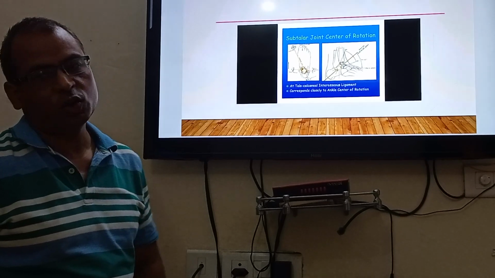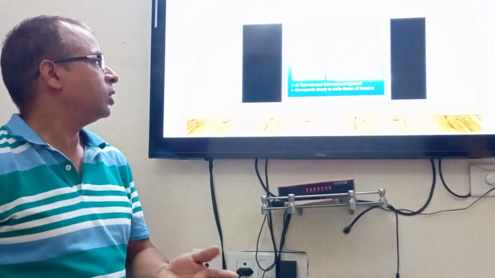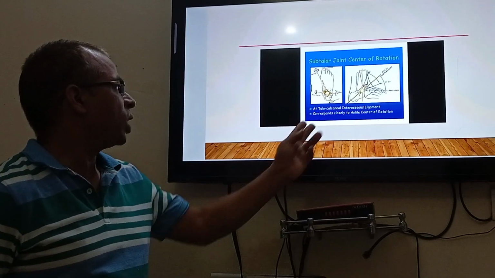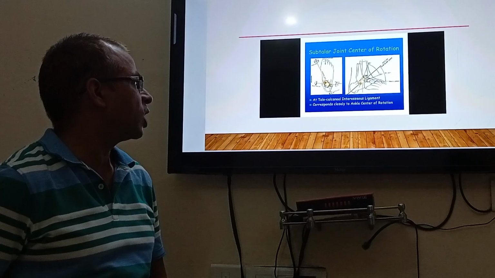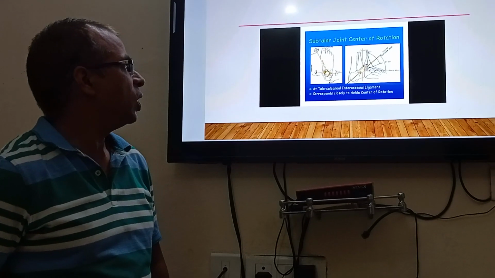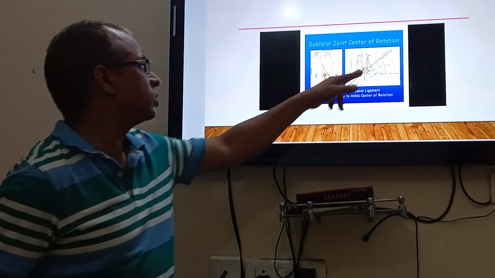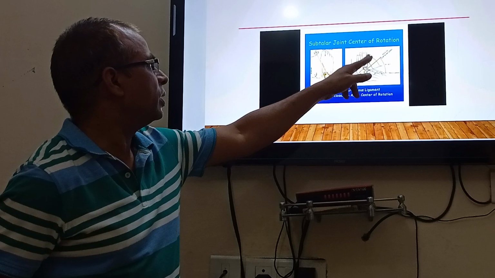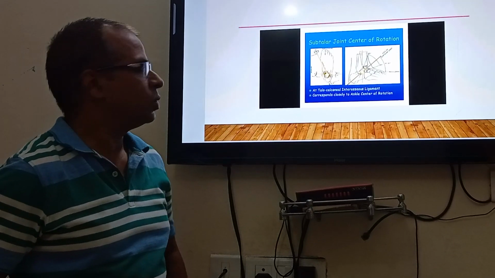This is the subtalar joint center of rotation. At the subtalar joint, the movements are inversion, eversion, supination, and pronation. It passes through the talocalcaneal interosseous ligament and corresponds closely to the ankle center of rotation. This is the axis of the subtalar joint. So 21 degrees here and 69 degrees. Okay, next.